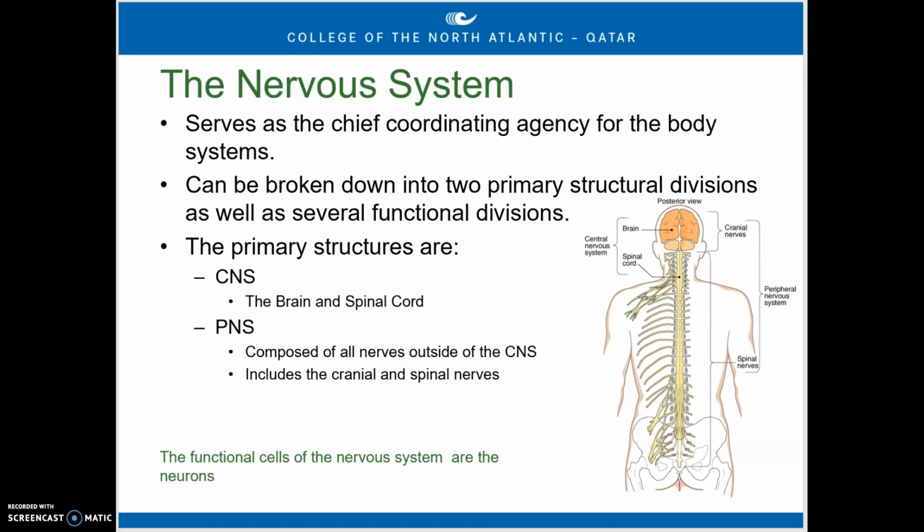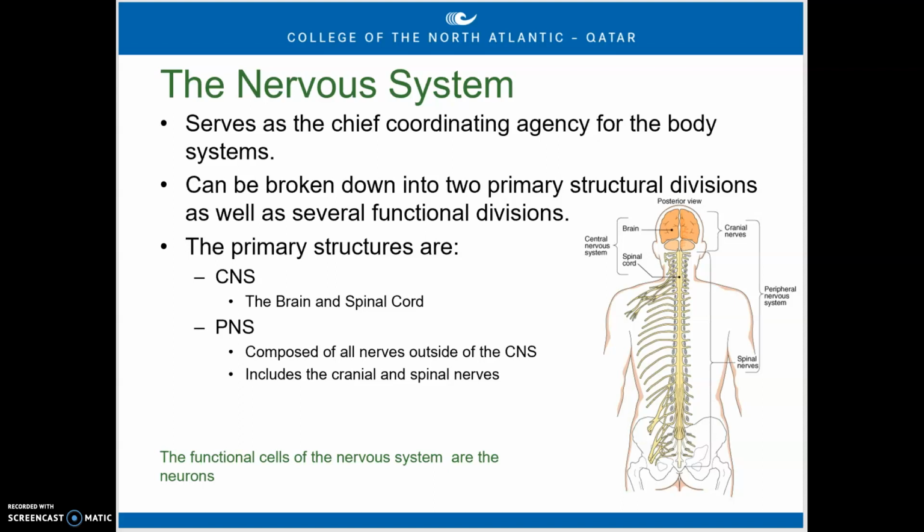Now we can break the nervous system down into different compartments, and that makes it a little bit easier for us to study. We can break it down structurally, and we can also break it down functionally. The first major division of the nervous system is a structural one, and that's where we separate the central nervous system, which is the brain and the spinal cord, from the peripheral nervous system, which is everything outside of the brain and spinal cord. So this is a structural division.